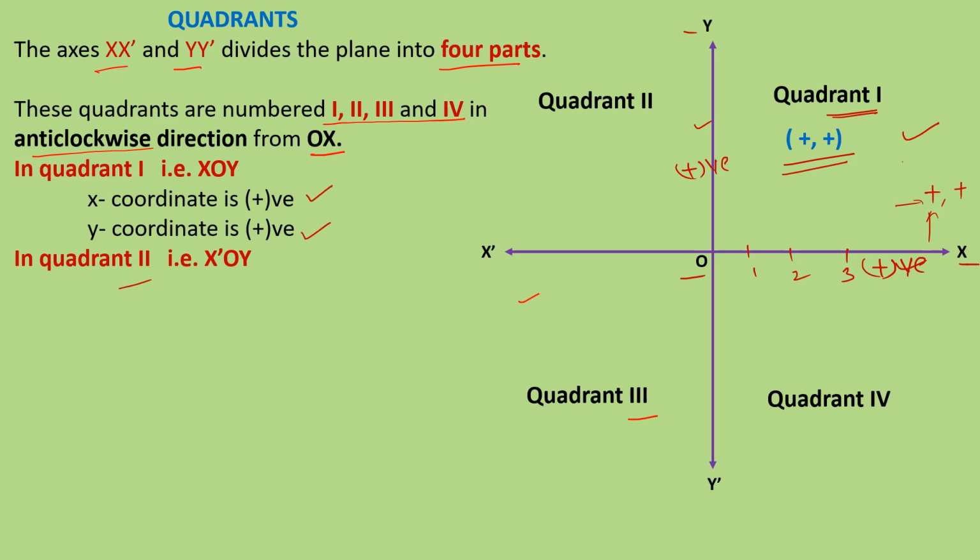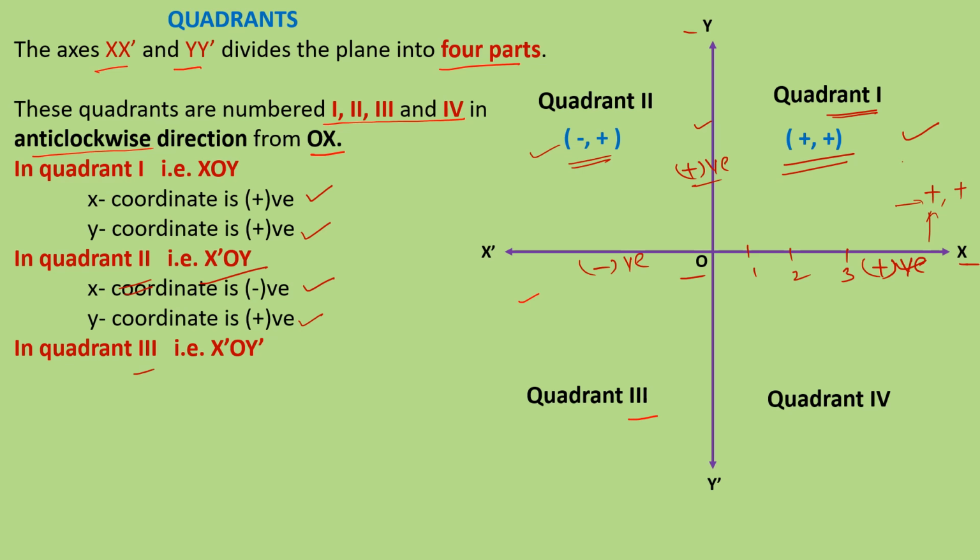Now in quadrant number 2, that is X'OY. This is the quadrant X'OY. In this quadrant, the x-coordinate, we know, is negative here, but OY is always positive. So the x-coordinate is negative and the y-coordinate is positive. So any point in this quadrant will have coordinates (−, +). Right?